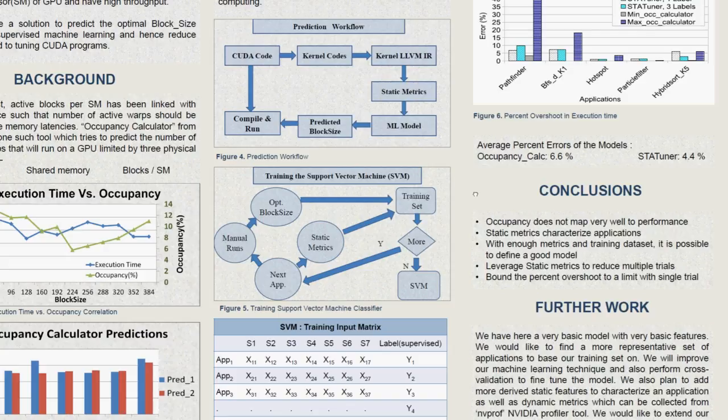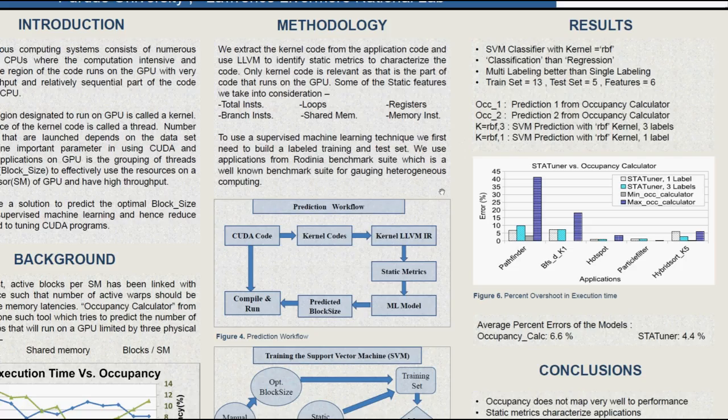We conclude that occupancy does not map very well with the performance of the code as advocated. More features of the kernel are required to select the optimum block size, and using machine learning, a good model can be developed to solve the issue of selecting the optimum block size. We experimented with different SVM kernels and found that the radial basis function of SVM gave the best results.